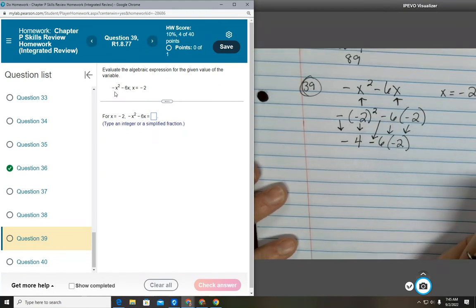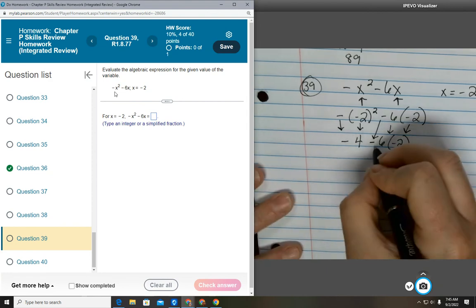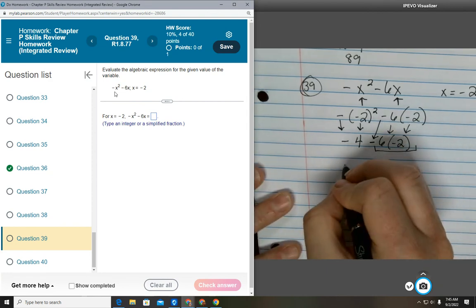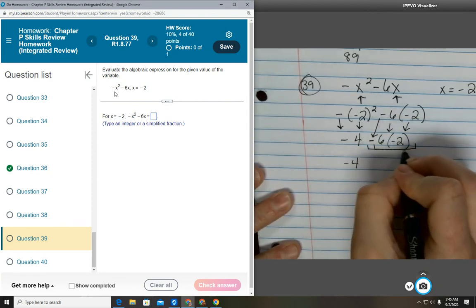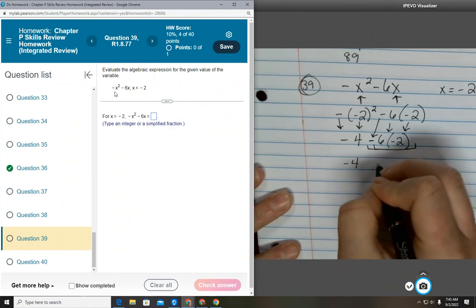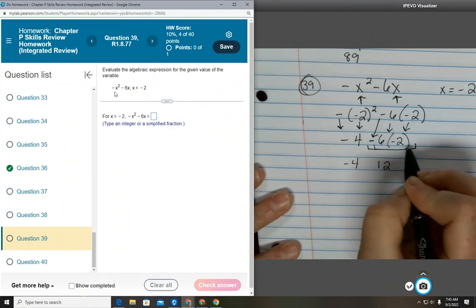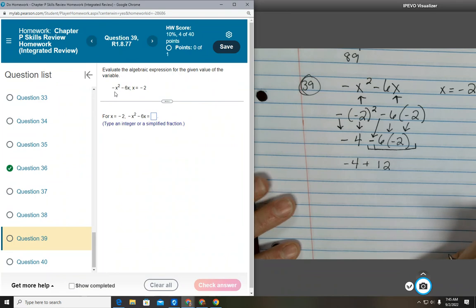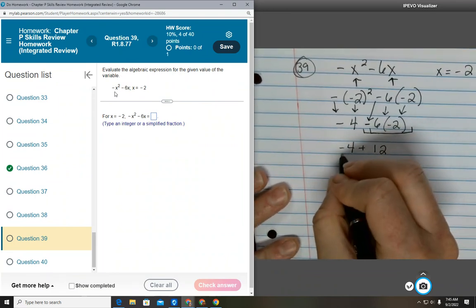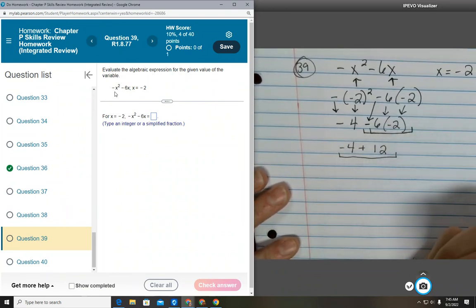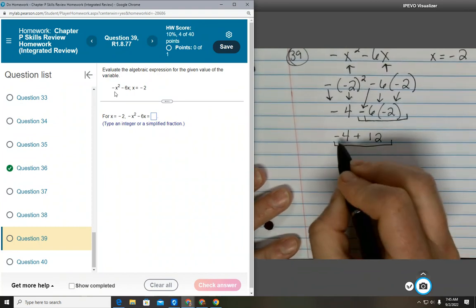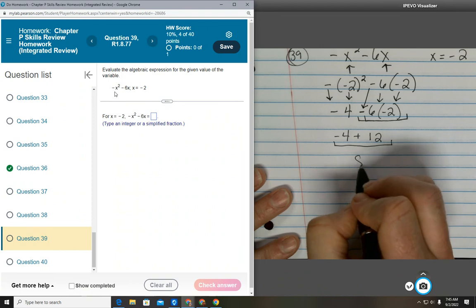All right, add, subtract from left to right. Oh, no, multiply. I've got to do this first. Negative 4. Well, I can do a negative 6 times a negative 2. That's a positive 12. So since that's a positive, I'm going to put plus. Now add and subtract. These are different signs, so I'm going to subtract them. Keep the sign of the larger. So 12 minus 4 is 8. The larger is positive, so it's positive 8.